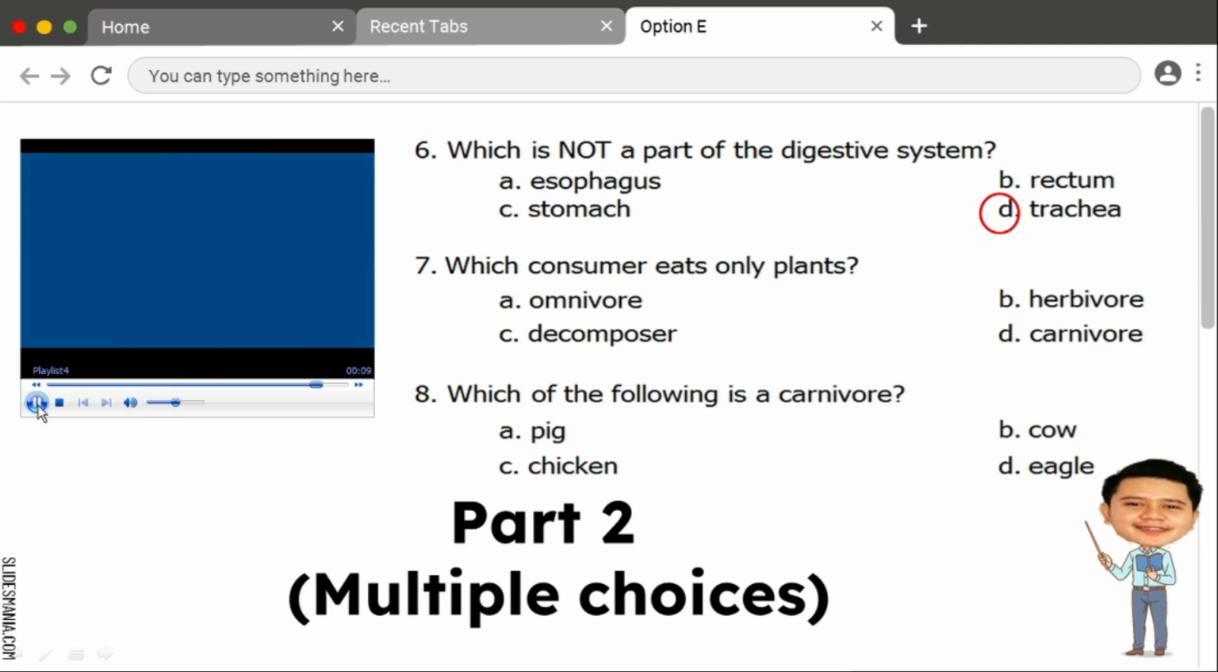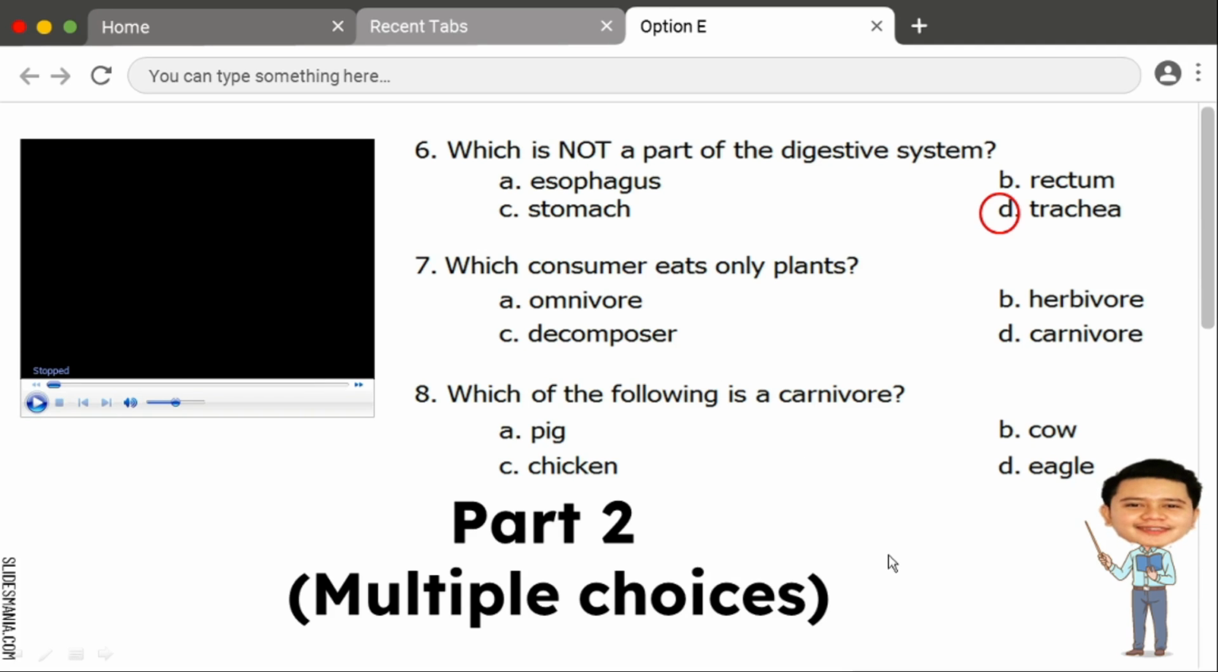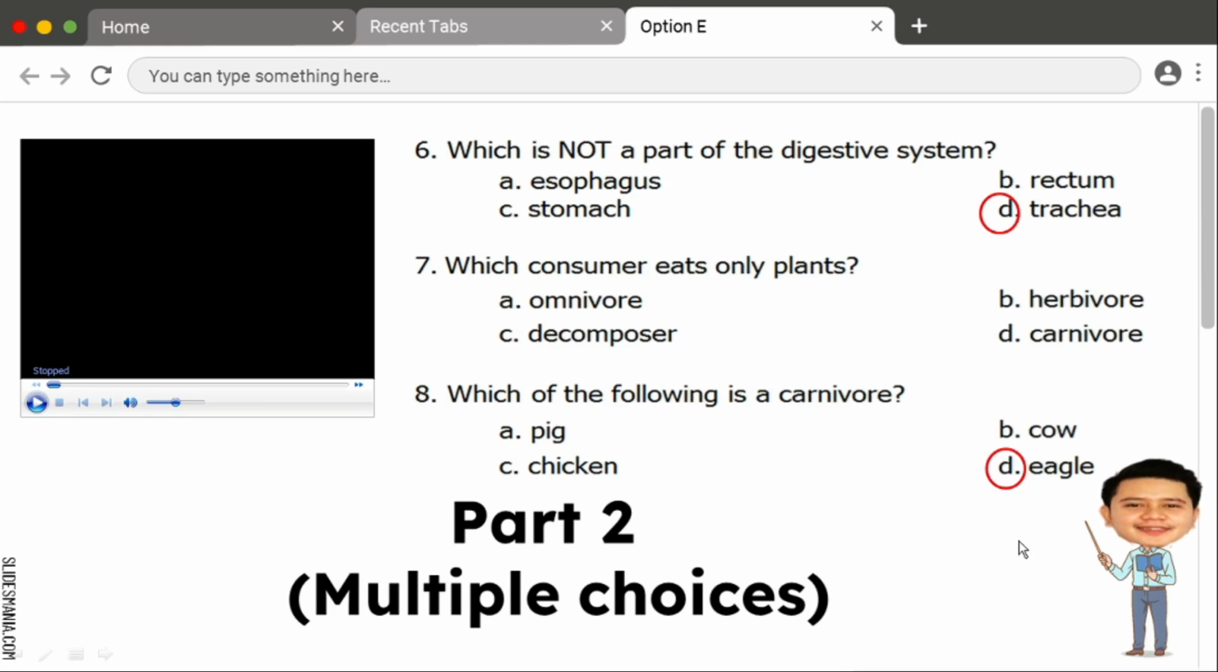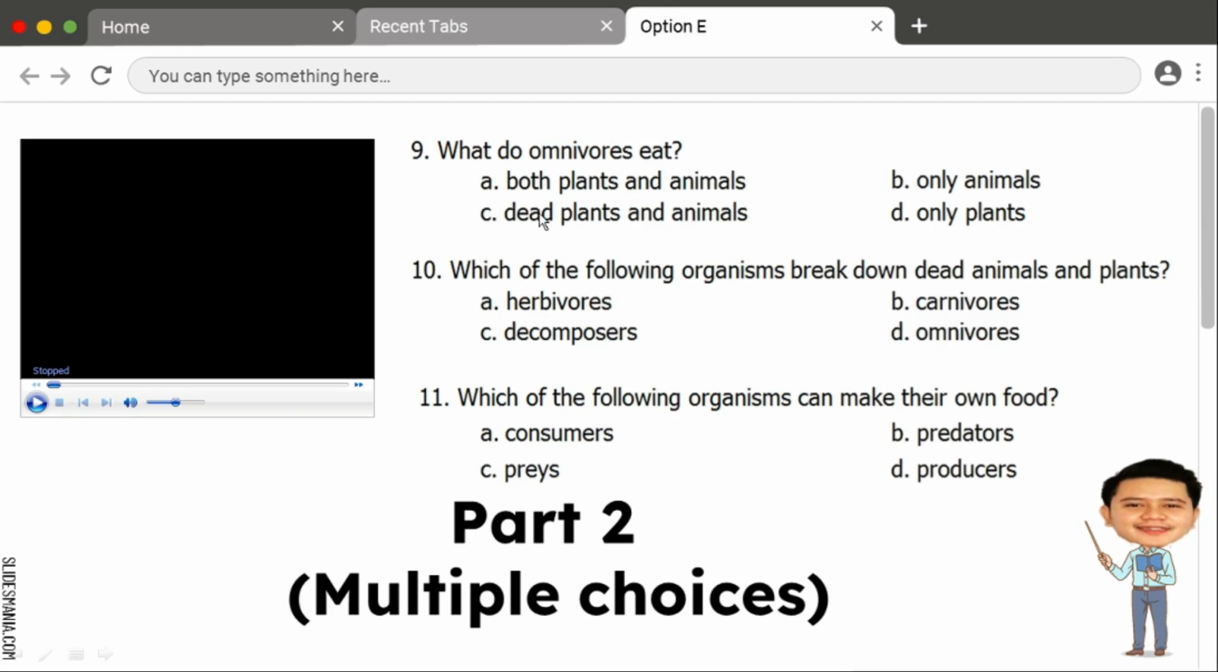Sorry, this is herbivore, okay? For number 8 is eagle. Oh, sorry for that. Okay, again. So again, for number 7, it's letter B. As you can see, for number 8 it is letter D. An eagle is a carnivore. Okay, sorry. Next, number 9.